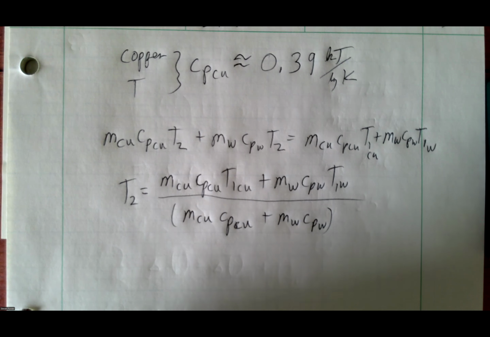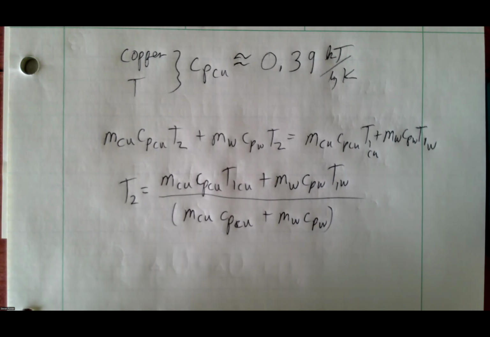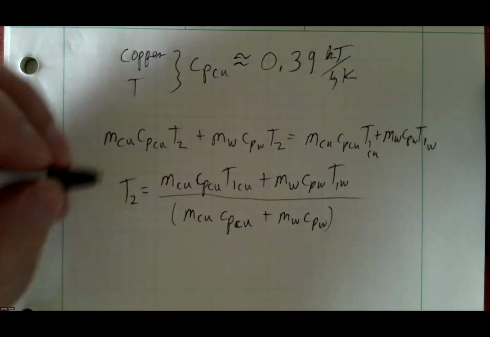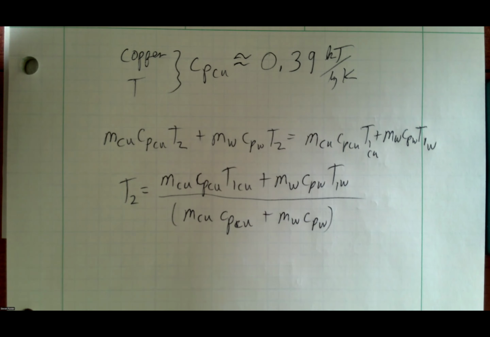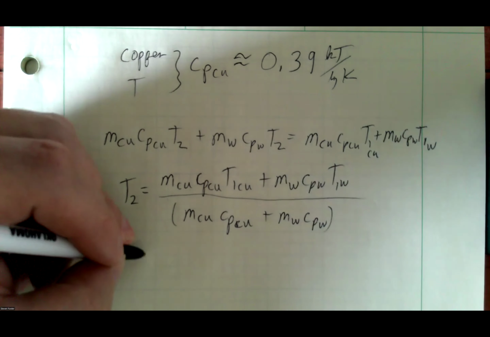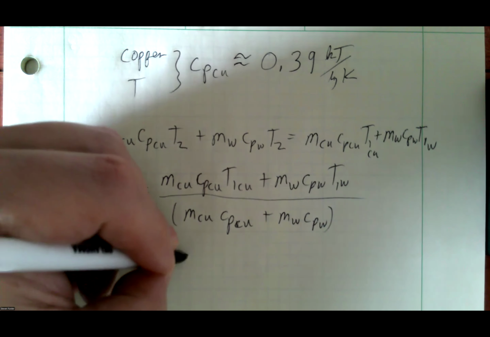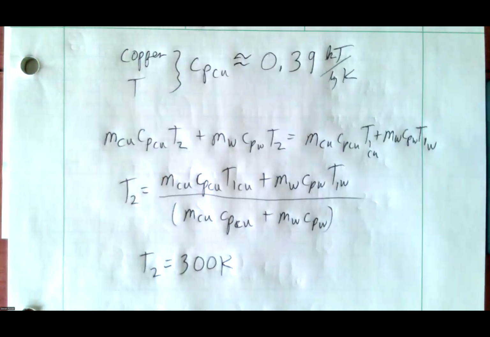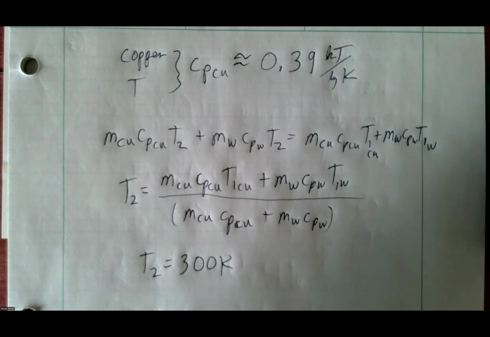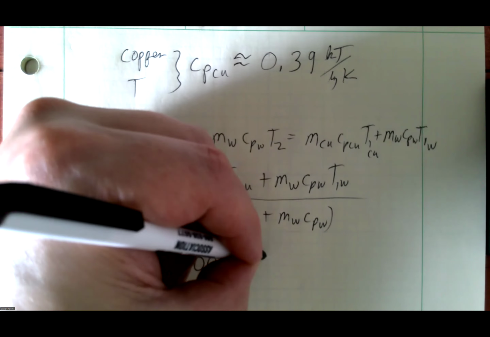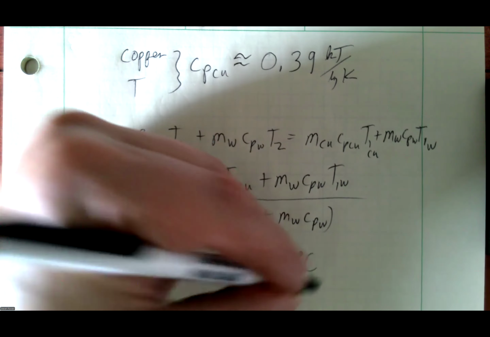Run numbers through. I'm going to pause and I'm going to let you pause, run these numbers, see what you get, see if you come up with what I get. Okay, you ready? I'm getting T2 here of about 300 kelvins. Right? 300 kelvins, which is about 27 degrees C.